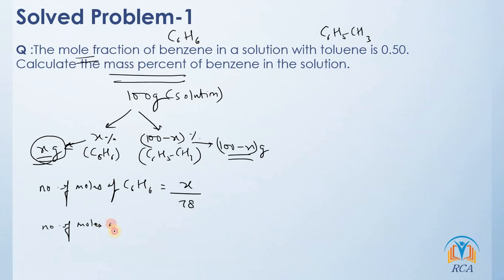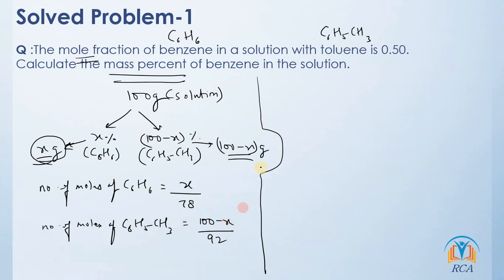Number of moles of toluene, which is C6H5CH3. How do we calculate the number of moles of toluene? It's going to be the given mass, which is going to be 100 minus X, upon what? Its molecular mass. What is the molecular mass of toluene? Calculate. It's going to be 92, right? When we calculate, we'll get the molecular mass as 92.